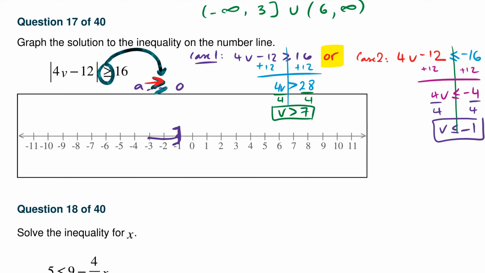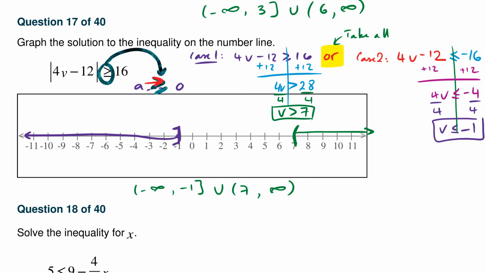We're going to go to the left side. Okay, at v equal to 7, we use parentheses, and we're going to go to the right side. So our answer, since it's the OR, which means we take all possible solutions, will be negative infinity to negative 1, bracket, union from 7 to positive infinity.